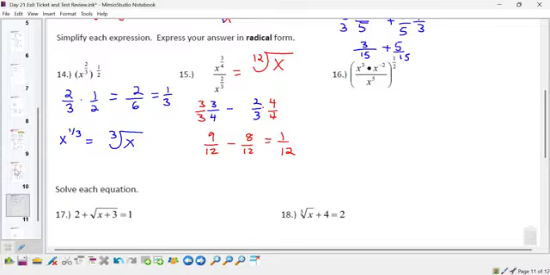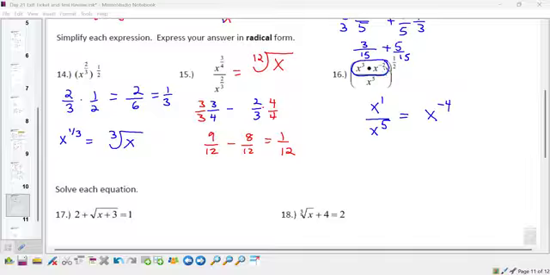Okay, now number 16, I got a lot going on here. I'm going to take care of what's in the numerator first. I'm just going to deal with this. So here I add the powers, and I just get x to the 1st over x to the 5th. When I subtract those powers, I get x to the negative 4th.